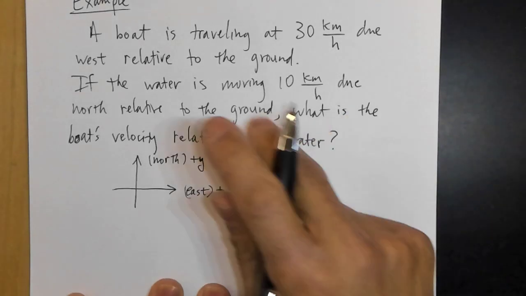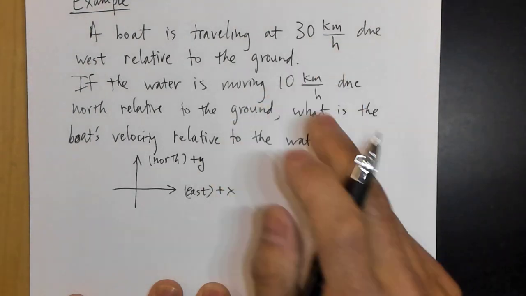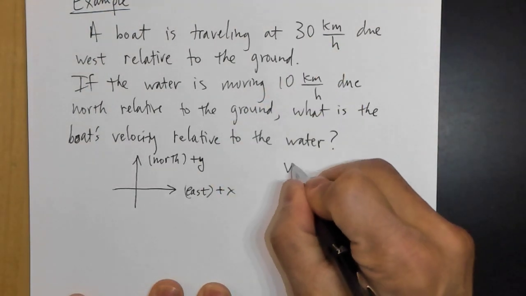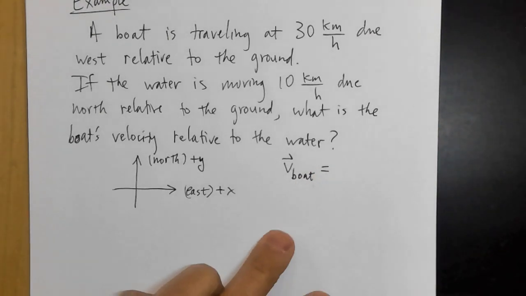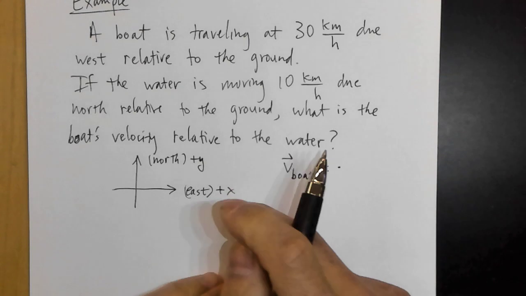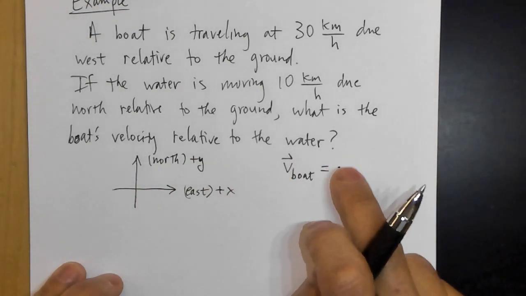Okay, so what do we know? The boat, we say, is 30 kilometers per hour west relative to the ground. So I would say the velocity of the boat, where relative to the ground is implied, is which? Okay, so if I write this in terms of i hats and j hats, what would I write here?